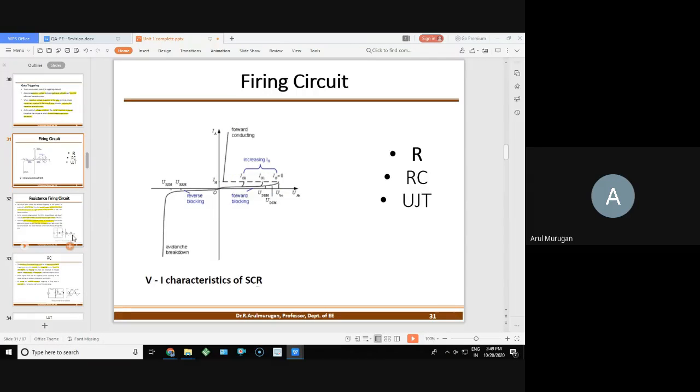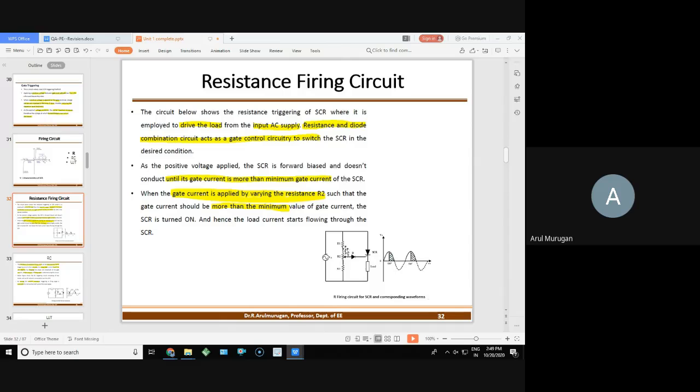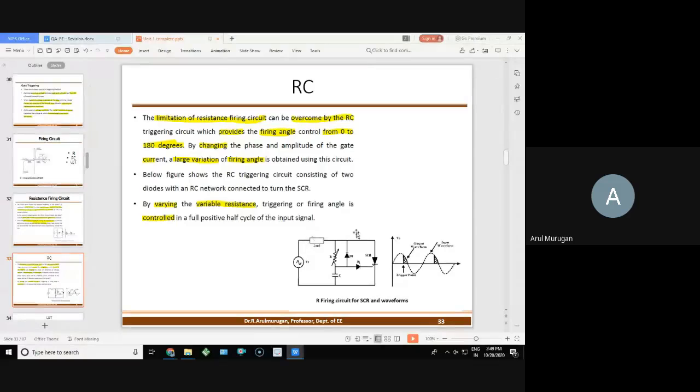Fine. The triggering methods: resistance triggering, the potential divider method using resistors on the power supply, or the RC method. Here the power supply, R and C are connected and they do the triggering. One more advantage of the RC method is that variation is possible: 0 to 180-degree alpha variation.